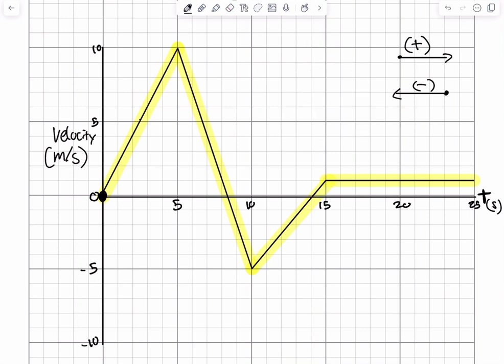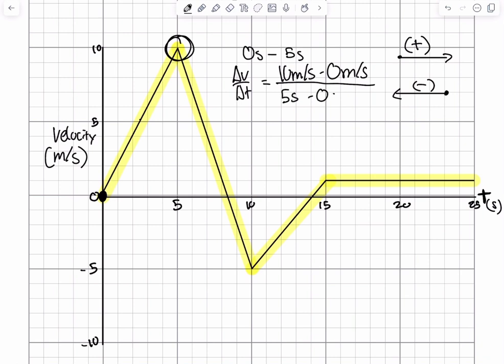So, from 0 seconds to 5 seconds, delta V is going to be 10 meters per second minus 0 meters per second. Remember, final minus initial. Delta T is going to be 5 seconds minus 0 seconds. Do not forget to put units on this. Why? Well, if you don't put units, you're just going to get a number, which is lame. And also, if you get an answer, you're not going to know what it means.